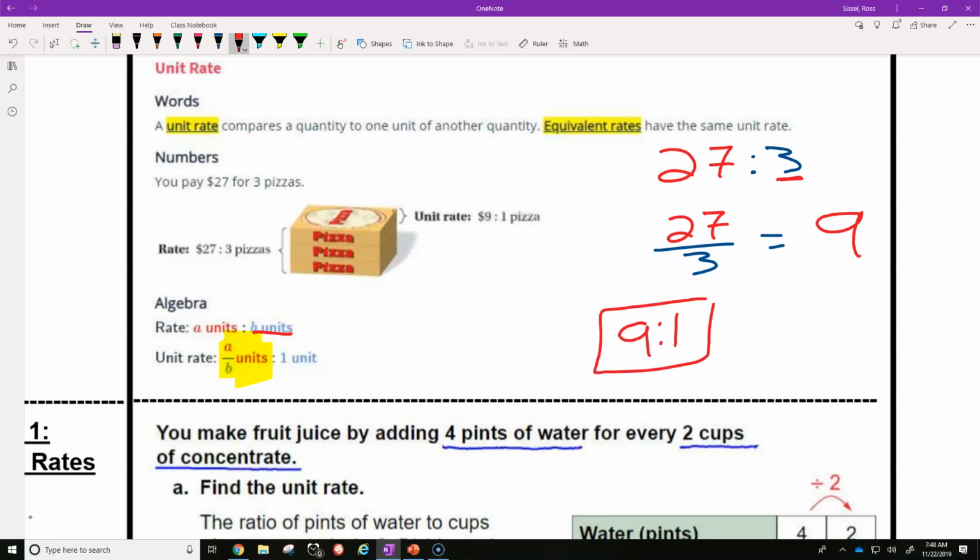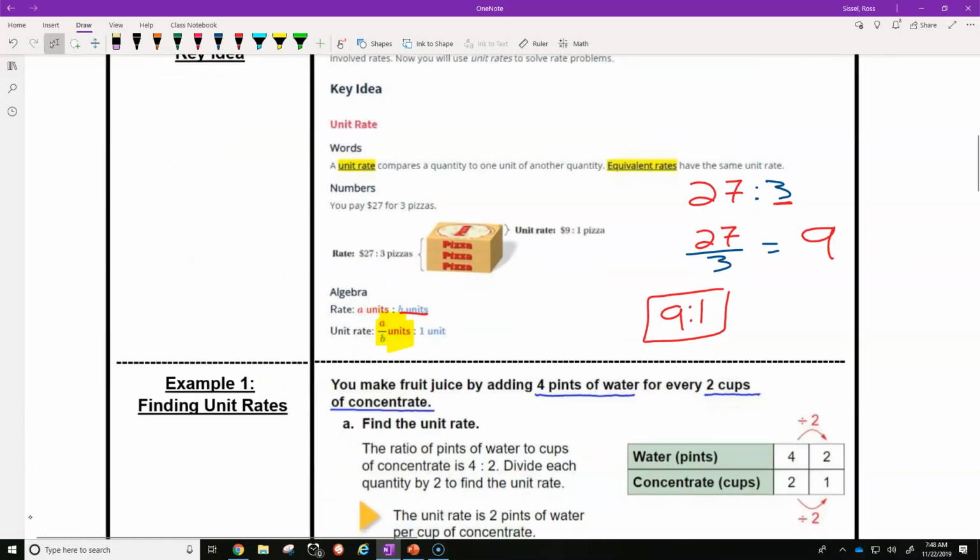You could look at it like this. We simplified the ratio down to blank to 1. So it's $9 for 1 pizza. Now, I'm going to give you a hint. We use this a lot. We use rates in our lives all the time. You guys might not know it. So I'm going to have you brainstorm here in just a second. I'm going to give you an example.